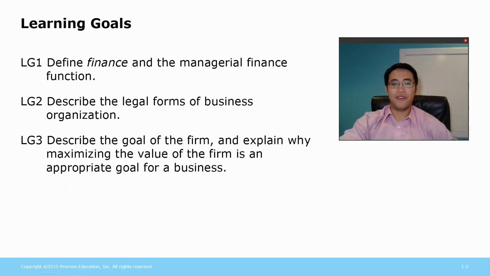We will first define finance and the function of finance, and then we will introduce the legal forms of business organization in this country, which include sole proprietorship, partnership, corporation, limited liability company, and so on. We then talk about the goal for a firm to exist. The goal, of course, is to maximize shareholders' wealth.